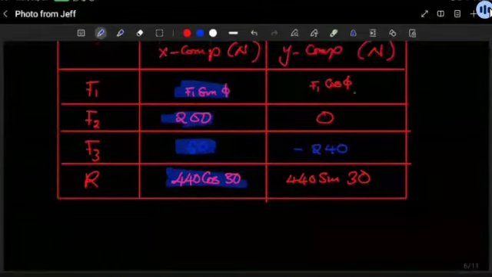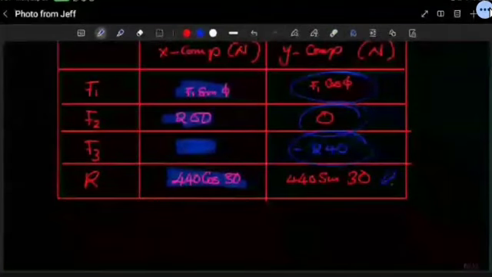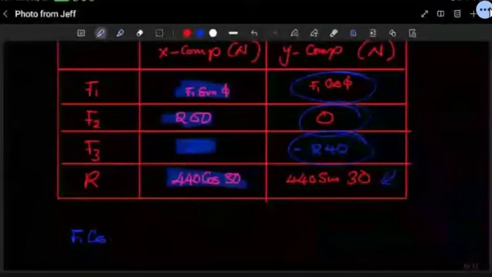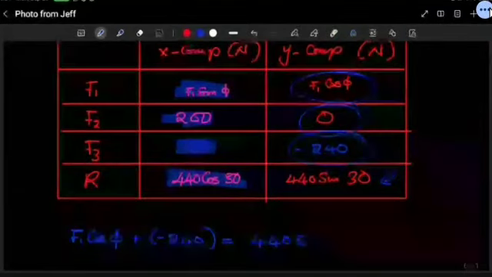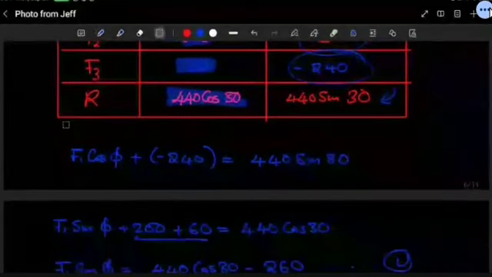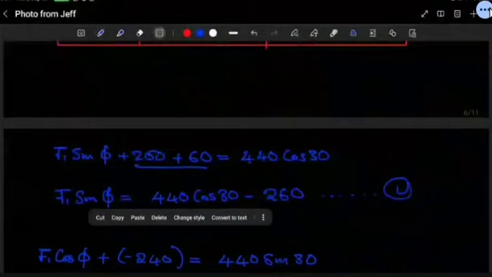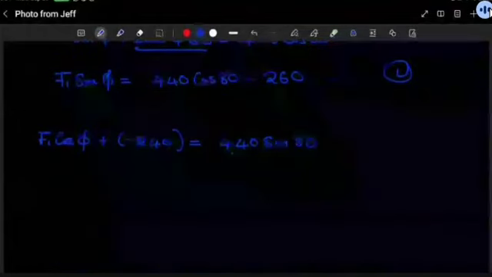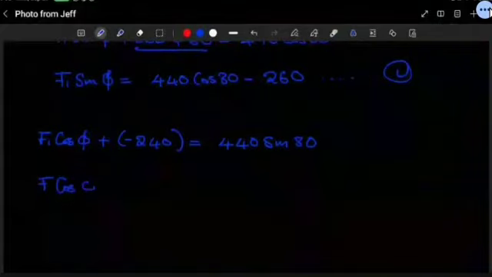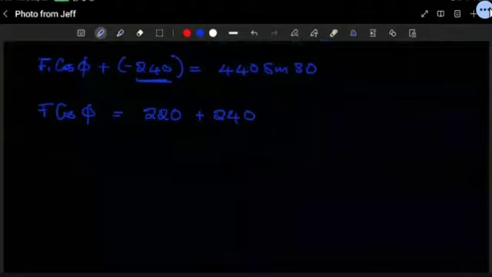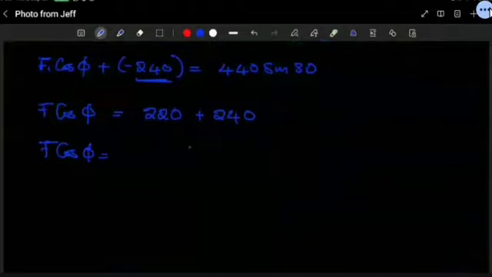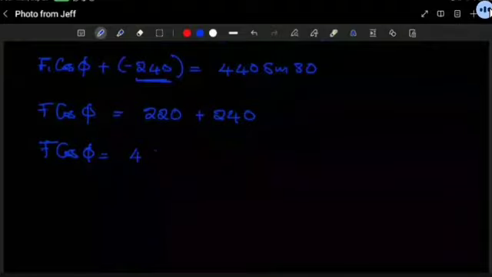In the same way, when we add this plus this plus this, they should give us this. So F1 cos phi plus 0 plus negative 240. This should give us 440 sine 30. Sine 30 is half. Half of 440 is 220. This crosses to become positive 240. These ones can add up so that we get 460.